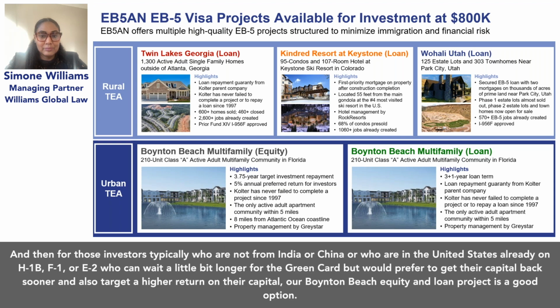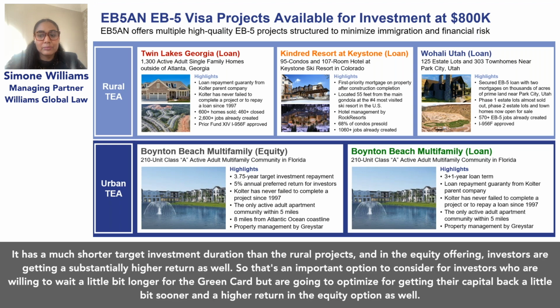And then for those investors typically who are not from India or China, or who are in the United States already on H-1B, F-1, or E-2, who can wait a little bit longer for the green card, but would prefer to get their capital back sooner and also target a higher return on their capital, our Boynton Beach equity and loan project is a good option. It has a much shorter target investment duration than the rural projects. And in the equity offering, investors are getting a substantially higher return as well. So that's an important option to consider for investors who are willing to wait a little bit longer for the green card, but are going to optimize for getting their capital back a little bit sooner and a higher return in the equity option as well.